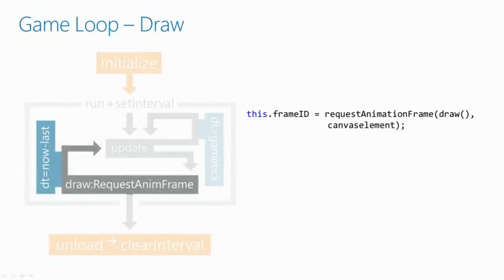Since after the update logic our game is now at the current time, the draw logic simply requests a frame to be drawn using the requestAnimationFrame API. The run function is now complete, and we start at the next iteration of the loop.